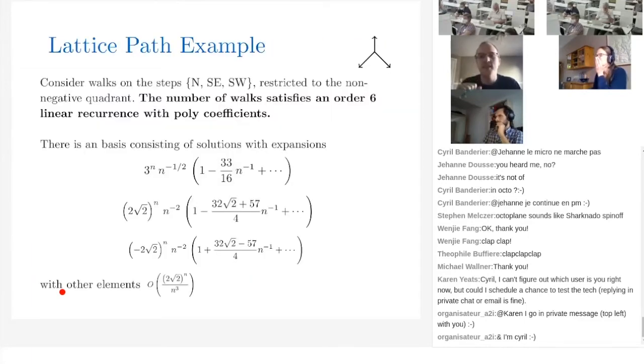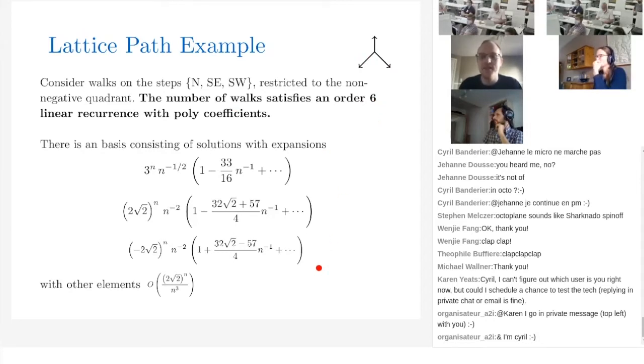So let's look at a slightly different example. Instead of north, south, east, west, let's look at these, I think they're called trident walks. I can never remember all the funny names people come up with for these things. But we have this set of steps, again, in the quarter plane. So now you have a linear recurrence of order 6 that the counting sequence satisfies.